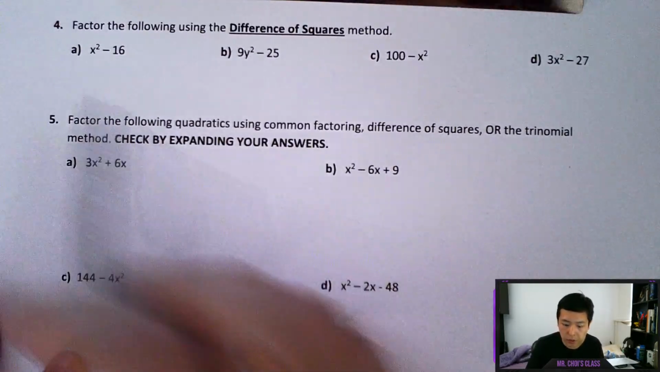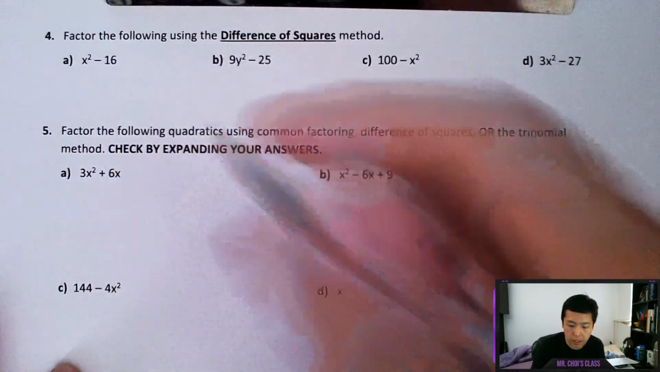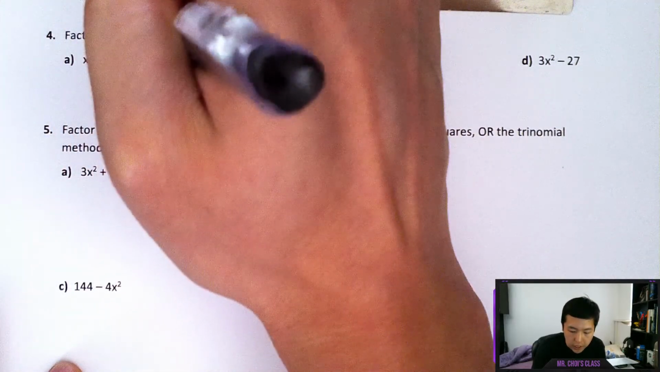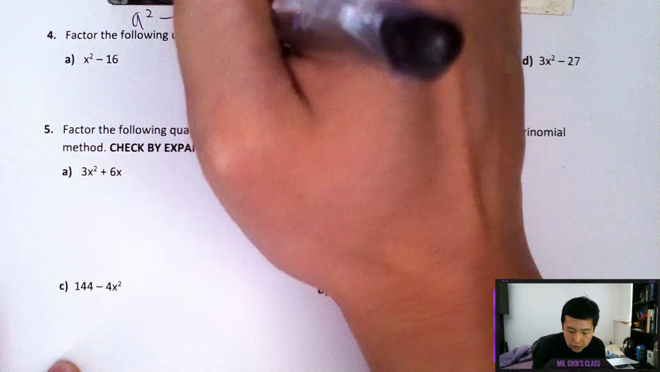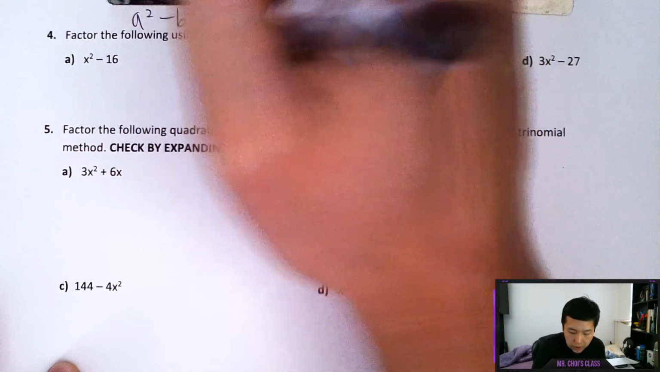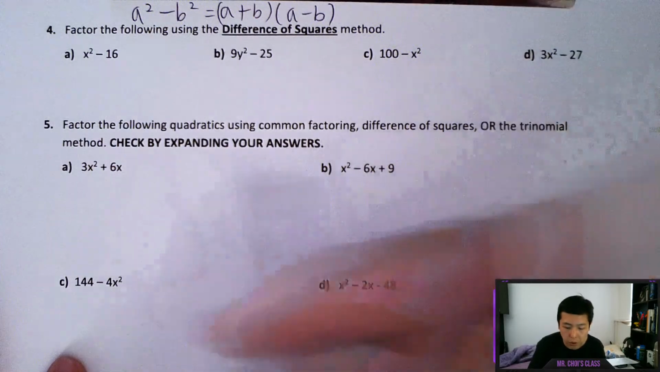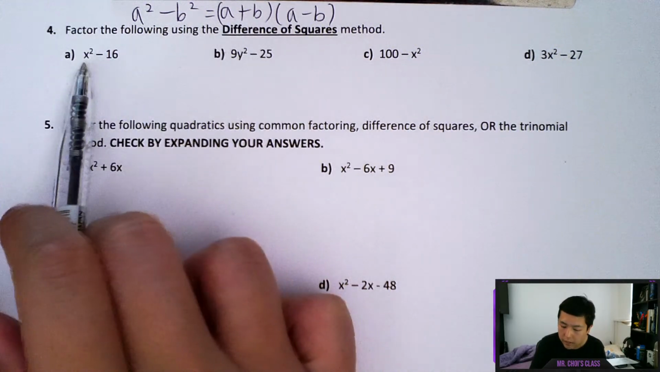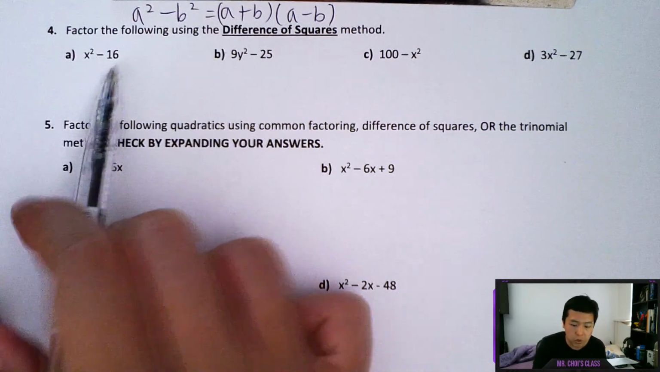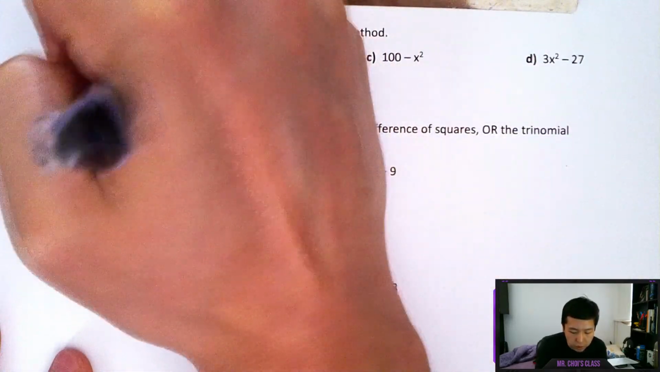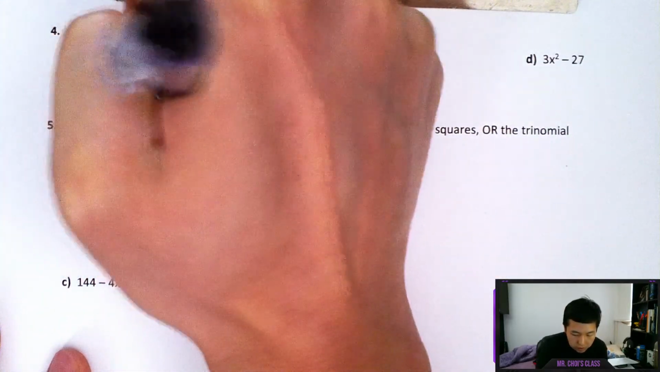Next, we talked about difference of squares, right? And this was the last thing we talked about yesterday, which was a squared minus b squared is equal to a plus b, a minus b. So we talked about this method here. If you can quickly tell, oh, hey, that's a perfect square, that's a perfect square, we can immediately go and write down our factors.